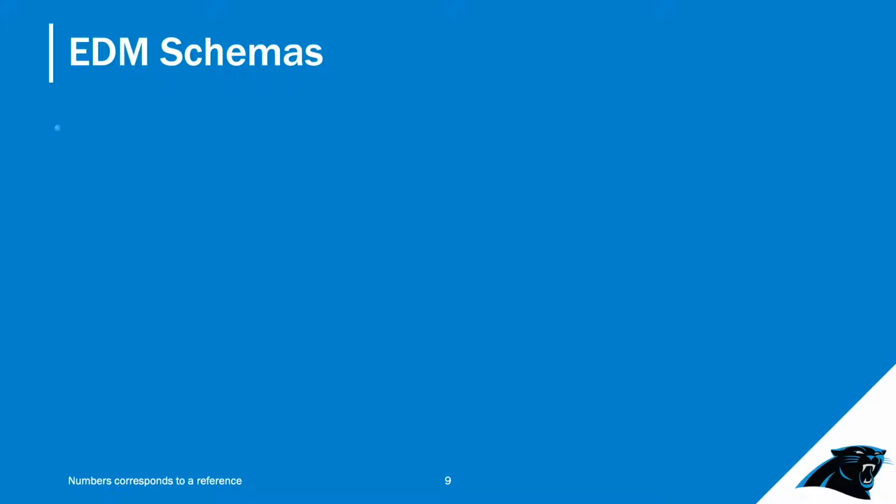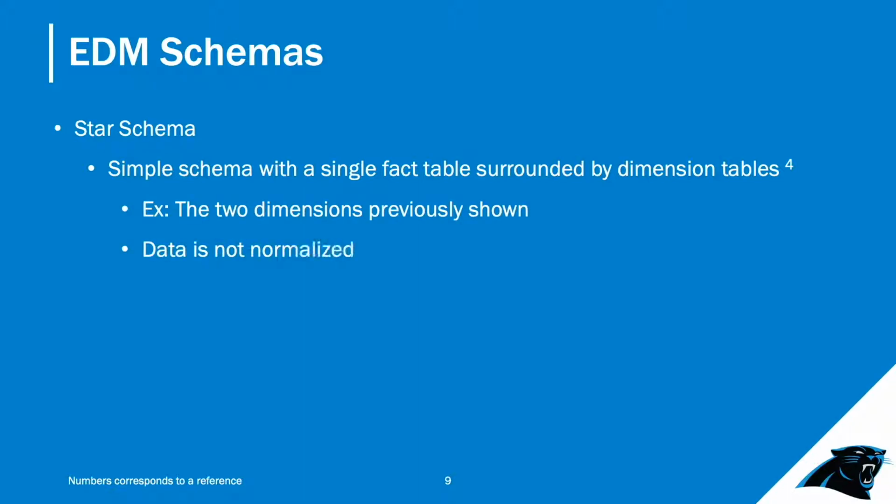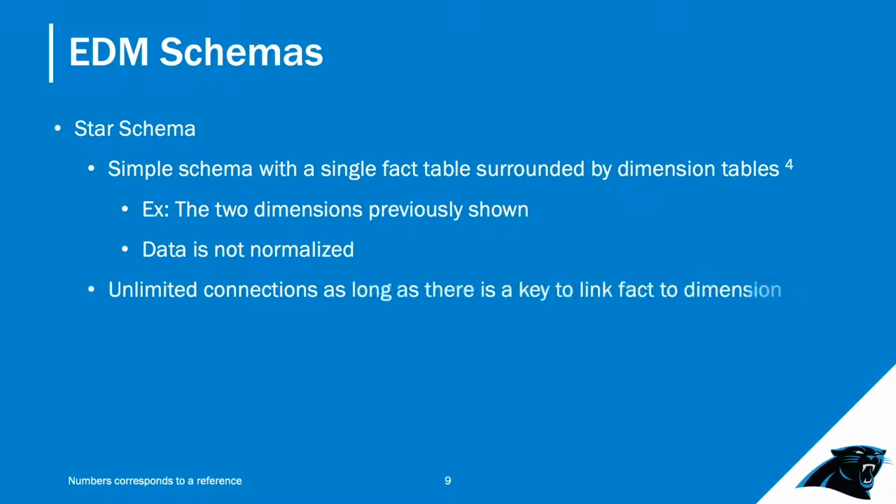Star schemas are a simple schema that have a single fact table at the center that is surrounded by dimension tables with data that is not normalized. The number of dimension tables linked to this fact table has no limit as long as there is a link that connects the two together.